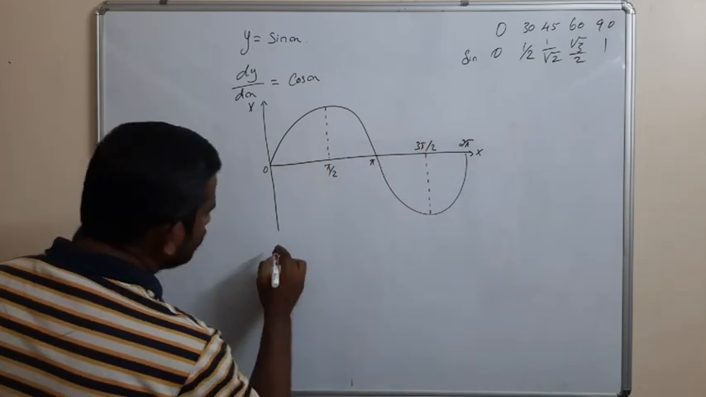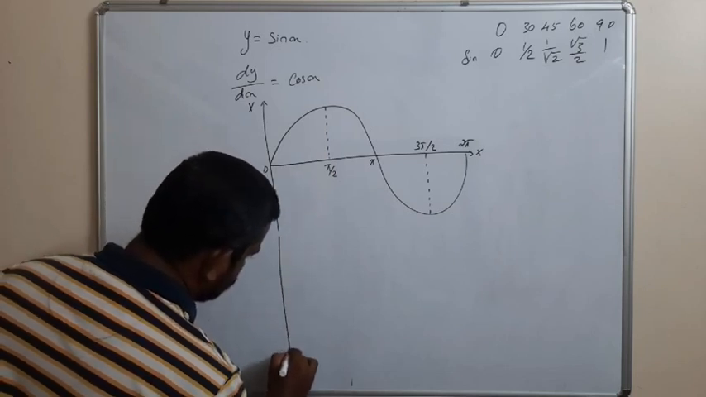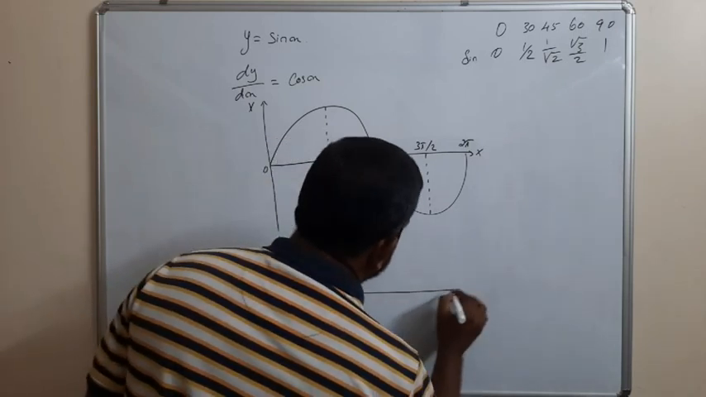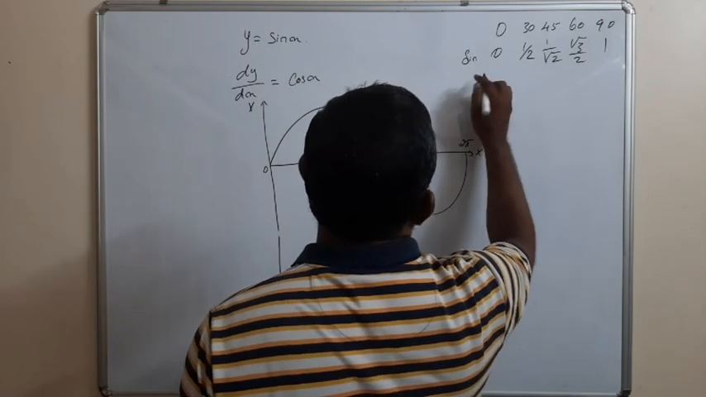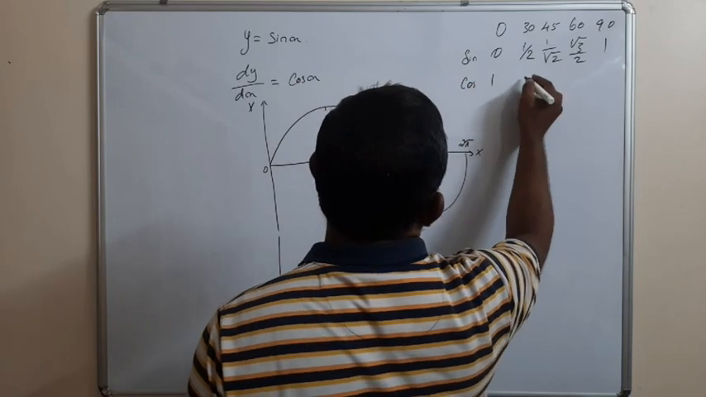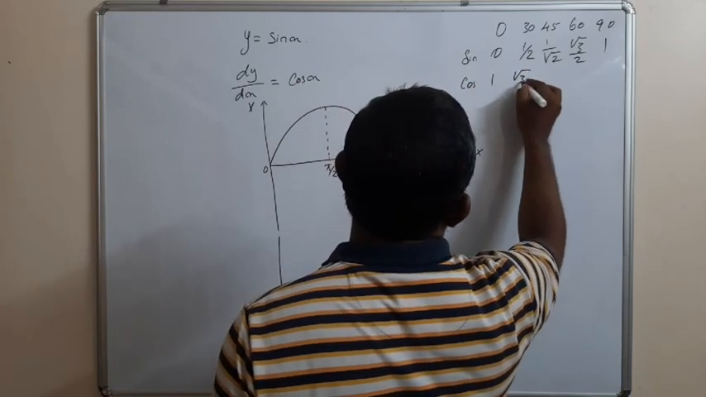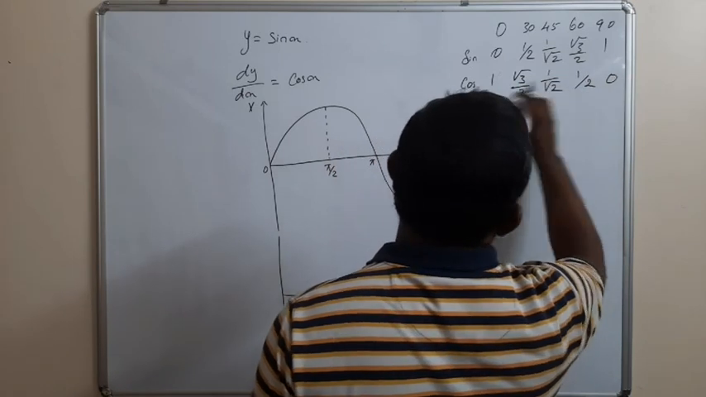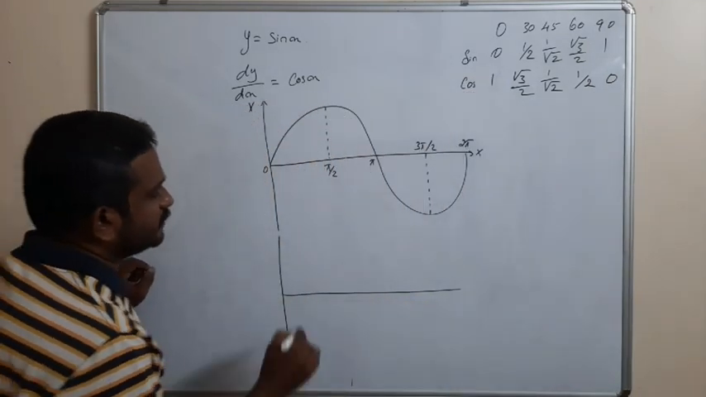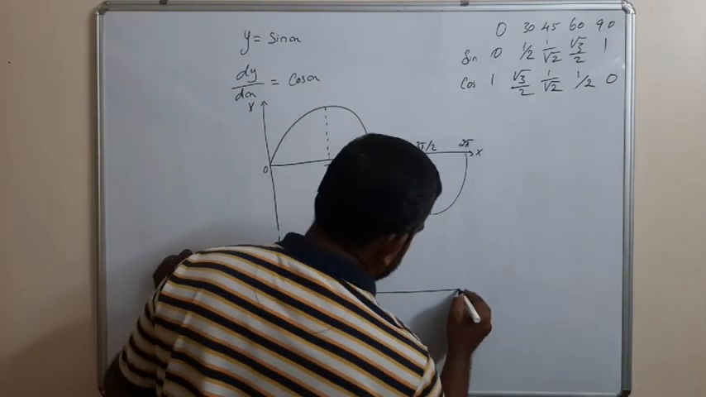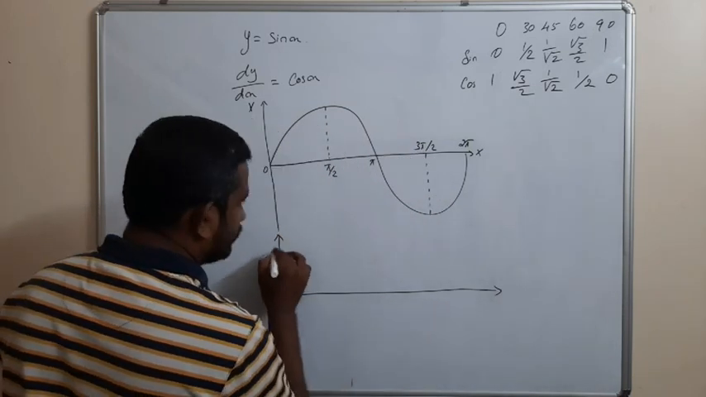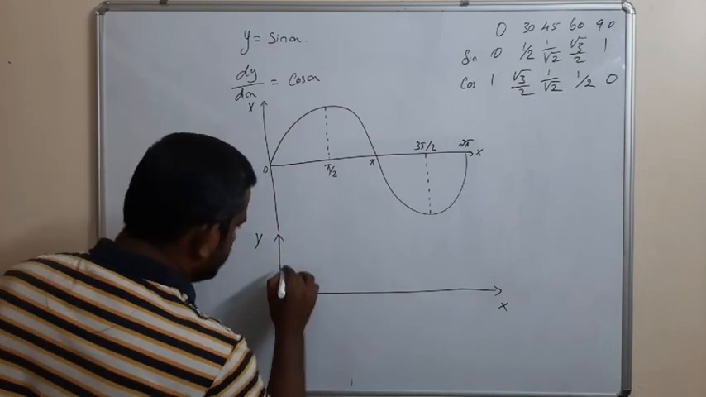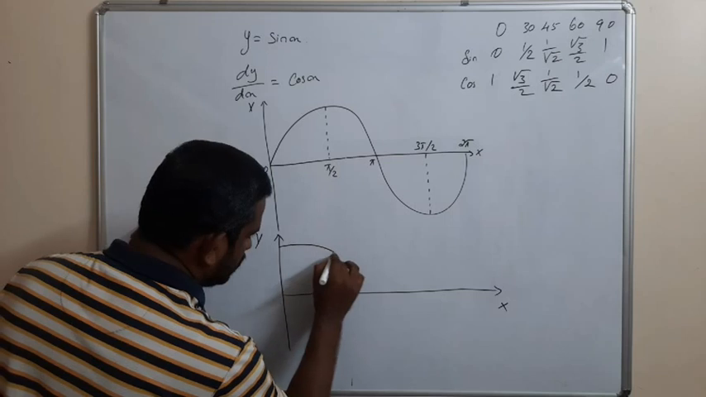Then the cosine curve. So cos 0 is 1, cos 30 is root 3 by 2, then 1 by root 2, 1 by 2, 0. So the cos value is decreasing. So it starts with the maximum. This is x and y. Okay, x and y. So it starts with the maximum.